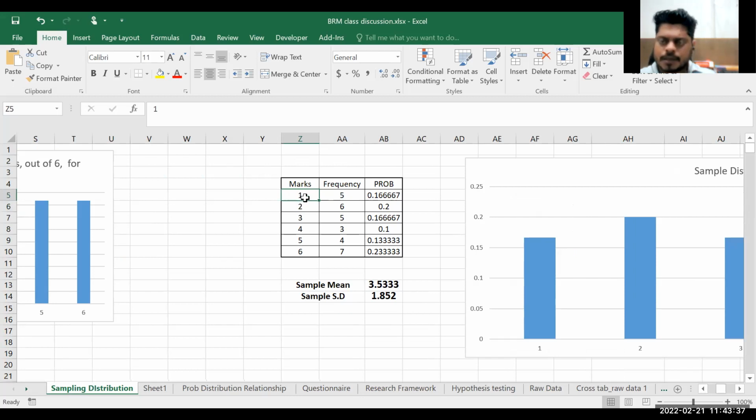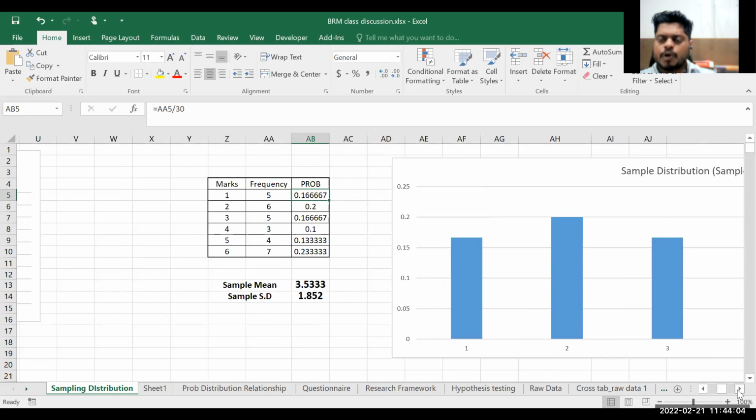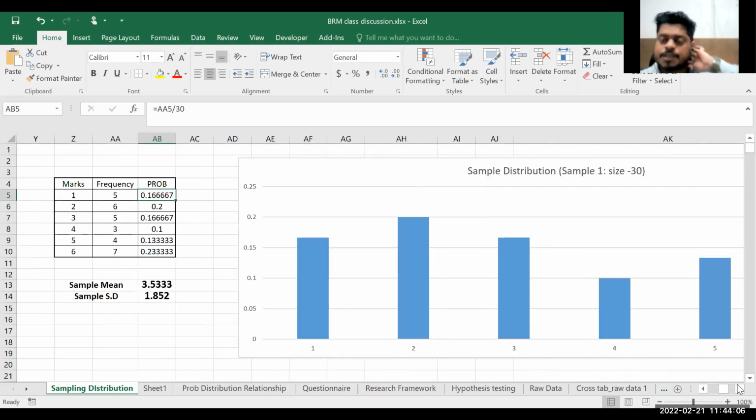Out of those 30 students, 5 students have scored 1 mark, 6 students have scored 2 marks, 5 students have scored 3, like that. This is the distribution, right? So if I plot that, I again calculate the probability. How will I calculate probability for this sample? Frequency is 5 divided by total sample size, which is 30, right? That will give me the probability distribution. Now when I plot this, this is the sample distribution.